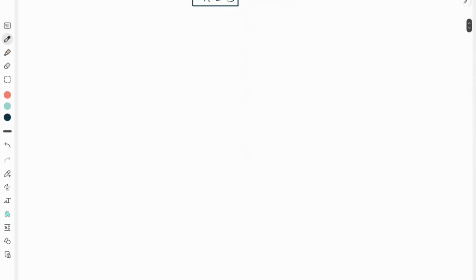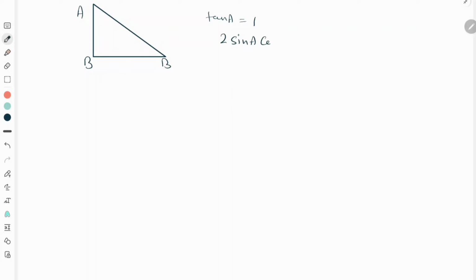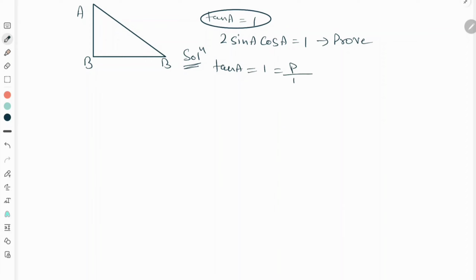Let's see one more example. In this example we have a right angle triangle, 90 degree at B. Other two angles are A and B. So in this question we have tan A equal to 1, and we have to show 2 sin A multiply cos A equal to 1. We have to prove this statement. So we have given that tan A is equal to 1, which is perpendicular upon base, and in this case we have angle A.